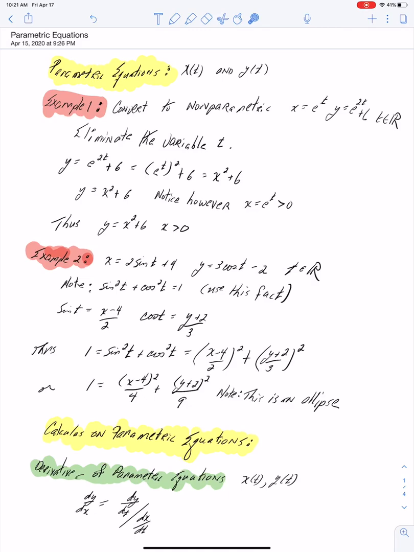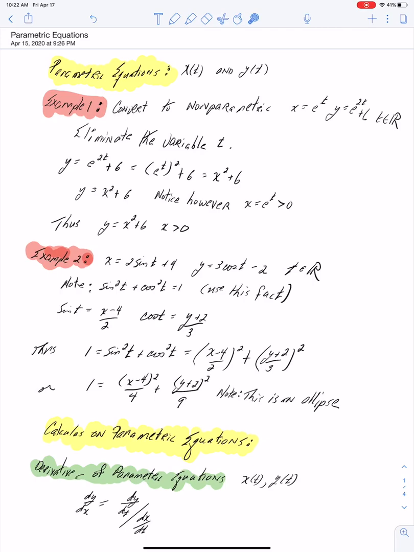Well, so if I solve for sine t here and for cosine t here, then I can plug them into this equation, and when I do, I have eliminated the variable t. All right, so solving for sine t here gives me sine t is x minus 4 over 2. Solving for cosine t here gives me cosine of t is y plus 2 divided by 3. And since I know sine squared plus cosine squared is 1, I can plug those things in, and lo and behold, I've eliminated the variable t.